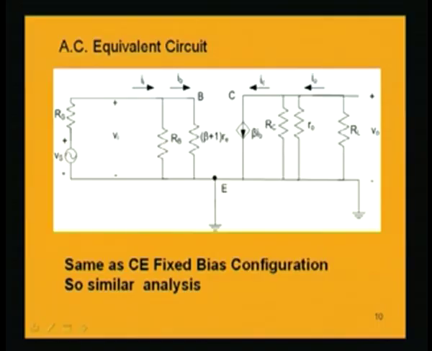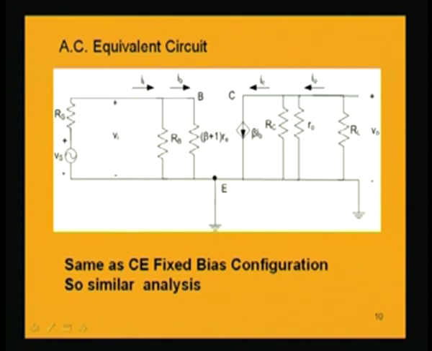So, this circuit and the earlier fixed bias circuit do not have any difference as far as the AC equivalent is concerned. So, we need not analyze it again, and the similar analysis as the earlier one still holds for this circuit, that is this amplifier with self bias in the emitter with a bypass capacitor.